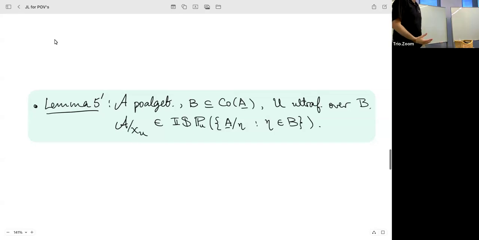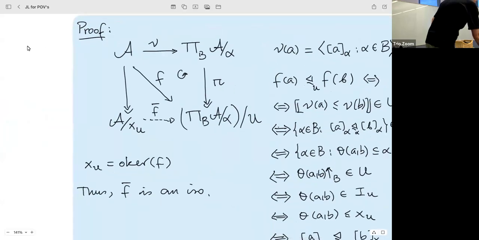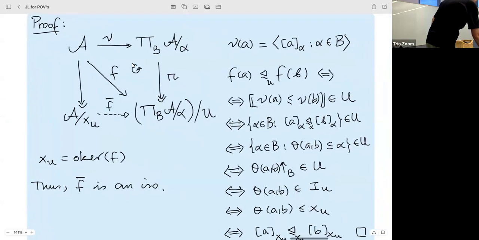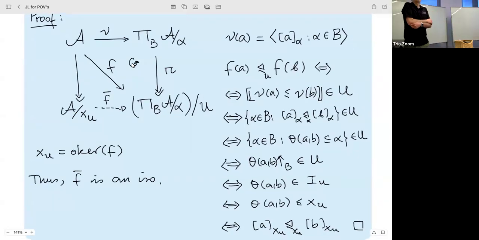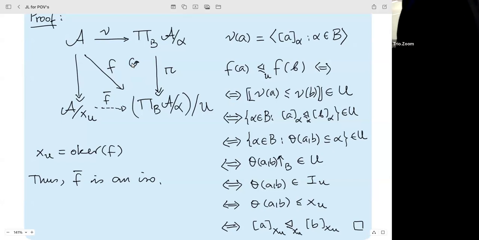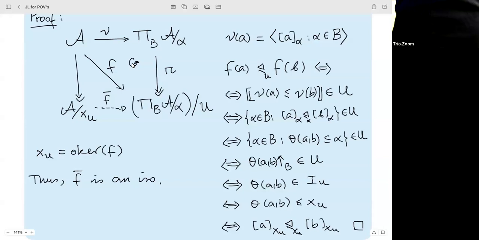The proof is pretty much identical, but there is just a little difference, because now we don't have equalizers, we have these inequalizers. What do we mean? Again, we form our diagram: our partially ordered algebra, the map that sends this to the product of all the possible quotients with alpha and b, and the canonical projection into U. And this is F. And now here consider the canonical projection into X.